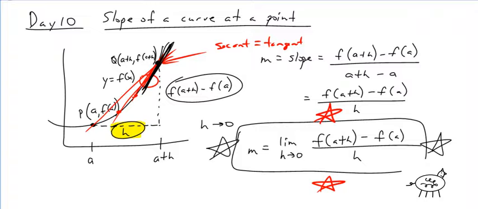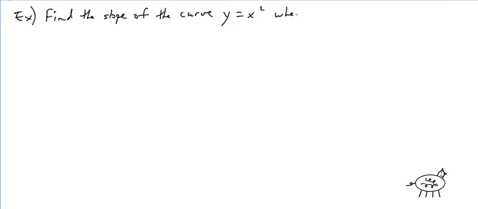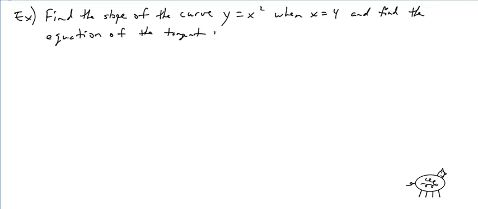All right, we'll start out with your example. Find the slope of the curve y equals x squared when x equals 4, and find the equation of the tangent line and normal line.